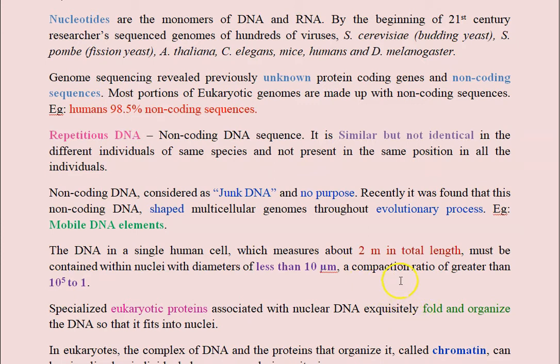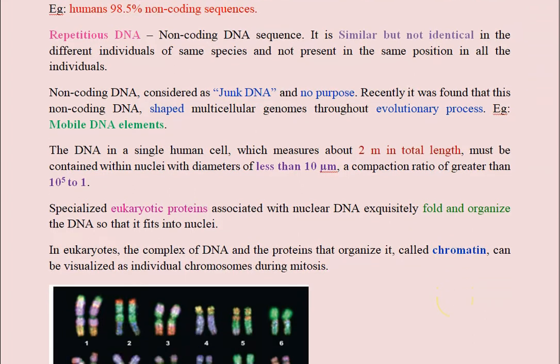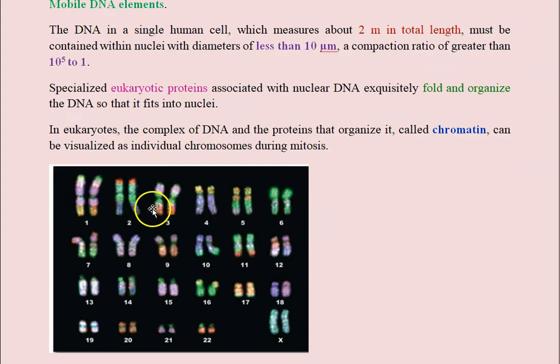Okay, so the compaction ratio we will say is 10 power 5 to 1. So it's very high, which means it's a very compacted structure. There are some proteins called histone proteins. The DNA wraps around these proteins, and it will fit into that small nucleus. The DNA and histone protein complex we will call chromatin.